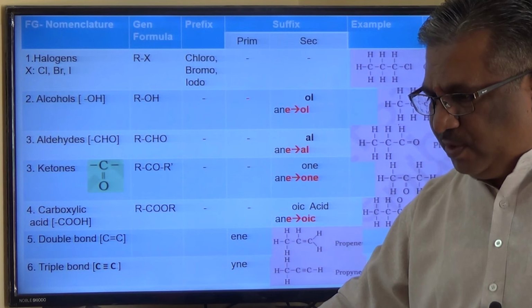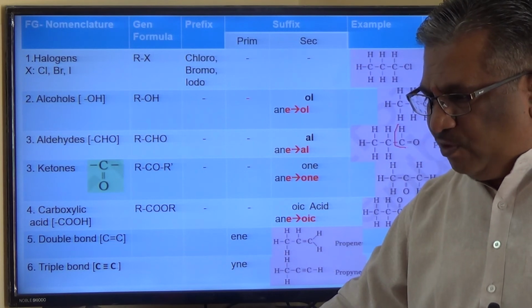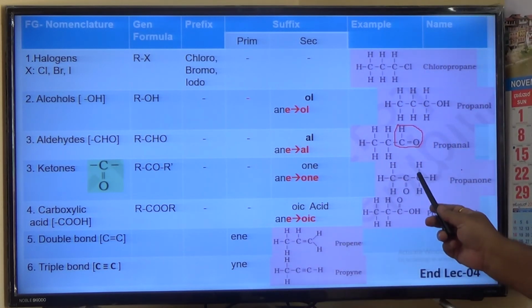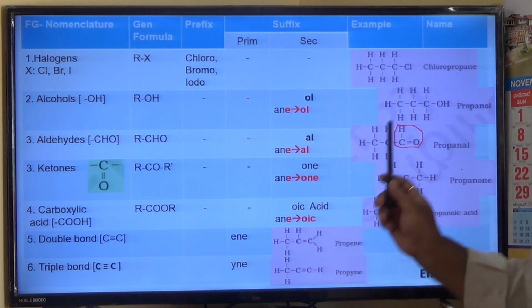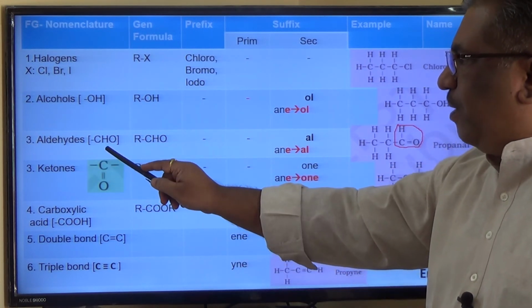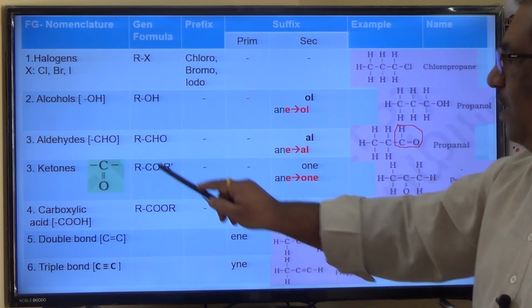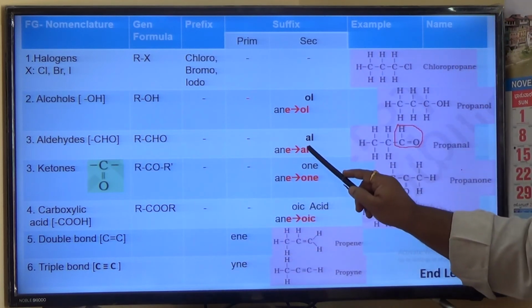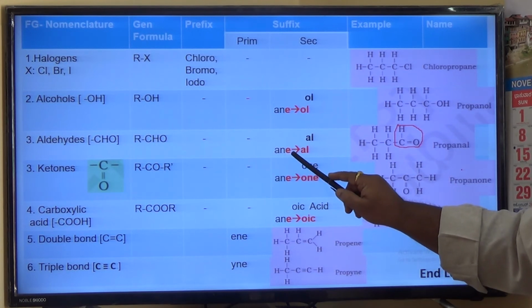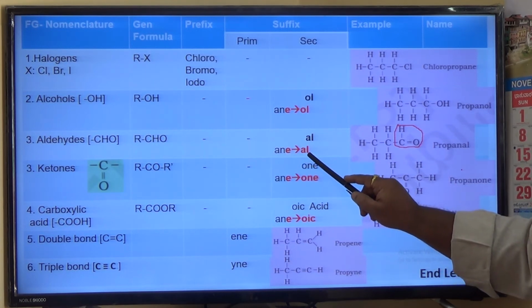Here, this entire group is to be read together. This is CHO, and it is to be read separately. So, how to read this compound? Aldehydes: functional group CHO, general formula RCHO, secondary suffix "al". How do you change it? The E of "ane" should be replaced with "al".